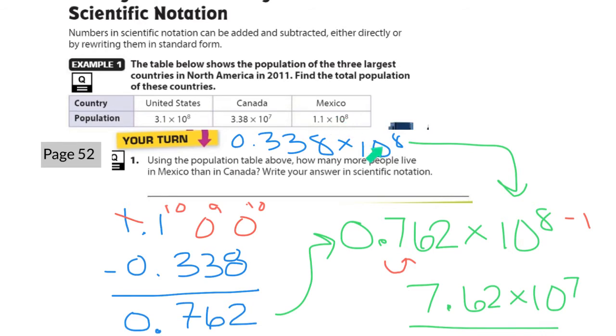Once I have these powers the same, I take their multipliers out front. 1 and 1/10, take away 3 and 338 thousandths. I subtract and I get 762 thousandths. So I wrote that down in scientific notation, but this is wrong. This decimal point's in the wrong space. So I have to move it back where it came from, take it 1 space to the right. I moved 1 space back, so take 1 space away from the 8, and this is my final answer.